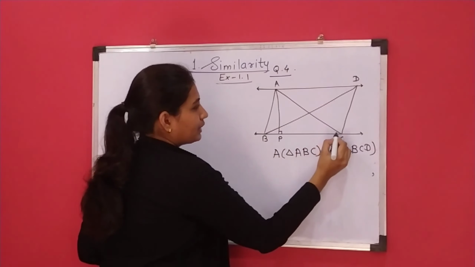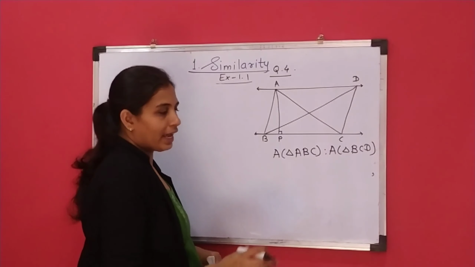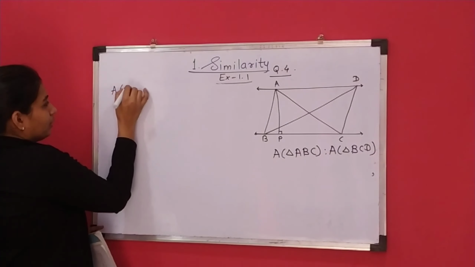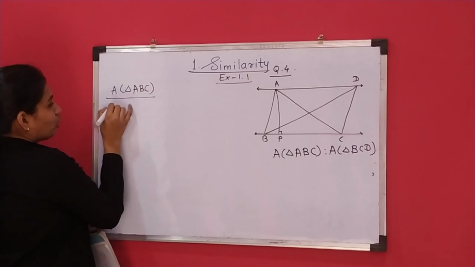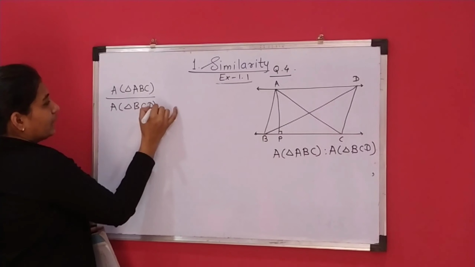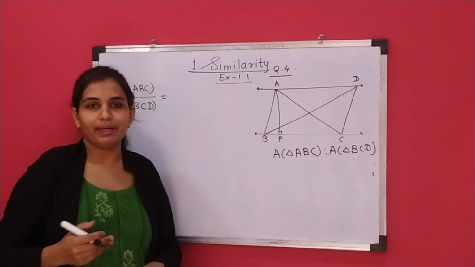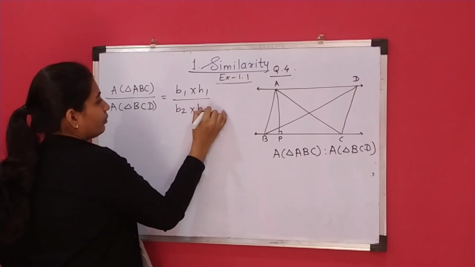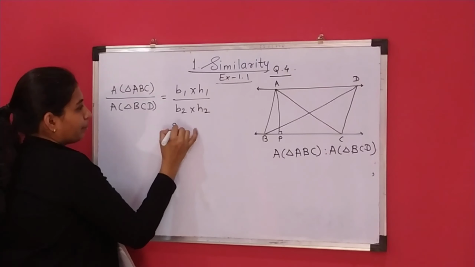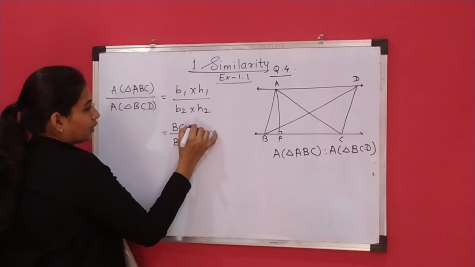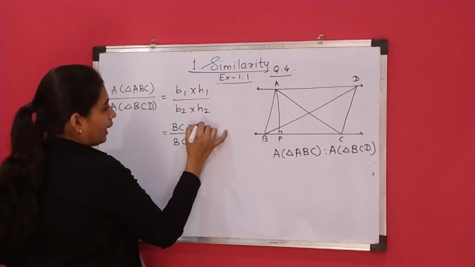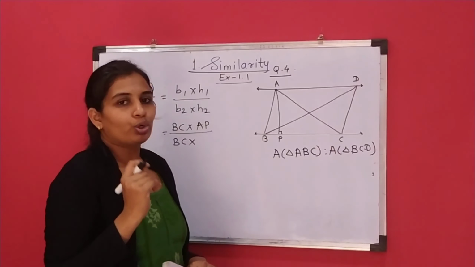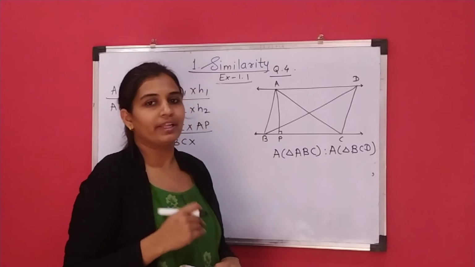ABC and BCD, both triangles have a common base, that is BC. Now we have to find the ratio of the areas of the two triangles by using a basic formula, that is base into height. B1 into H1, B2 into H2. Now the base is BC for both triangles. Height is AP, and for the other triangle BCD, the height is not given to us.